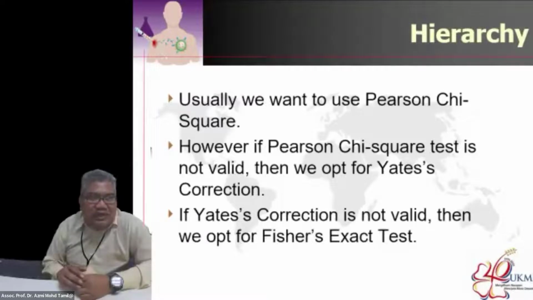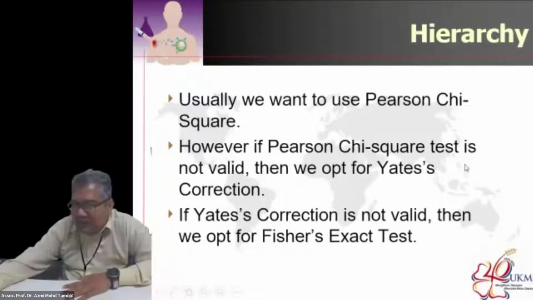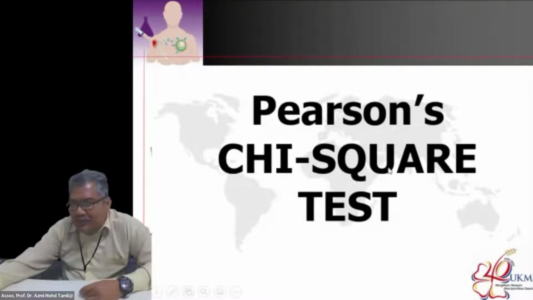If Pearson chi-square is not valid, then you opt for the Yates correction. If your Yates correction is not valid, then you opt for the Fisher's exact test. So we always want to use the chi-square first. Chi-square is only valid if there is no expected value of less than 5.